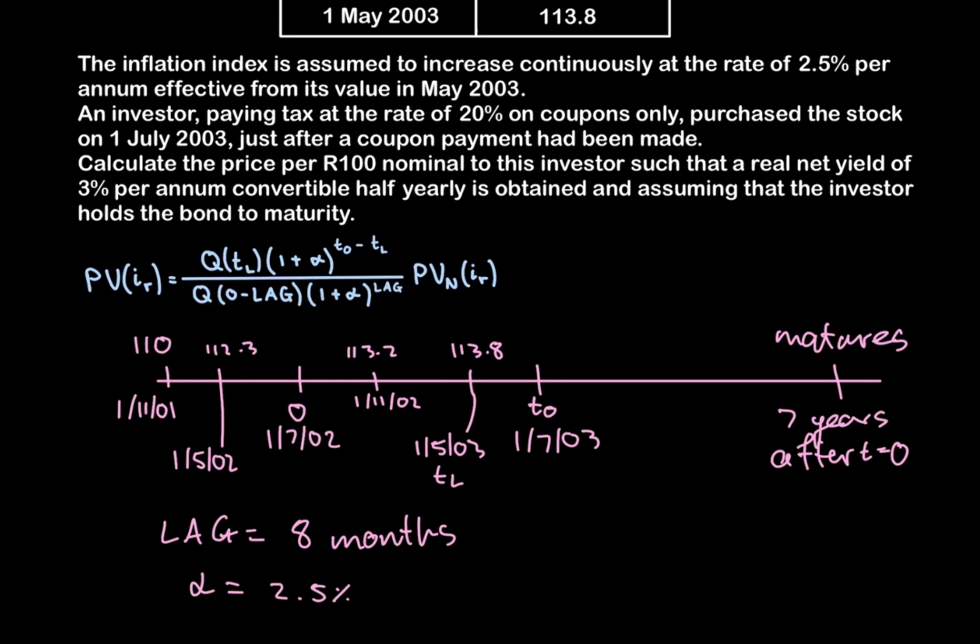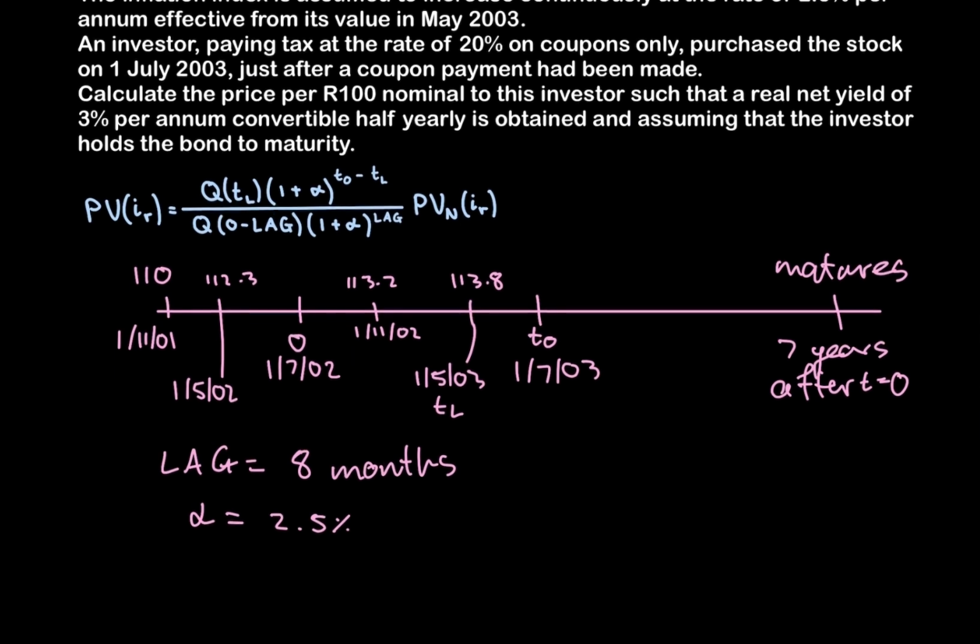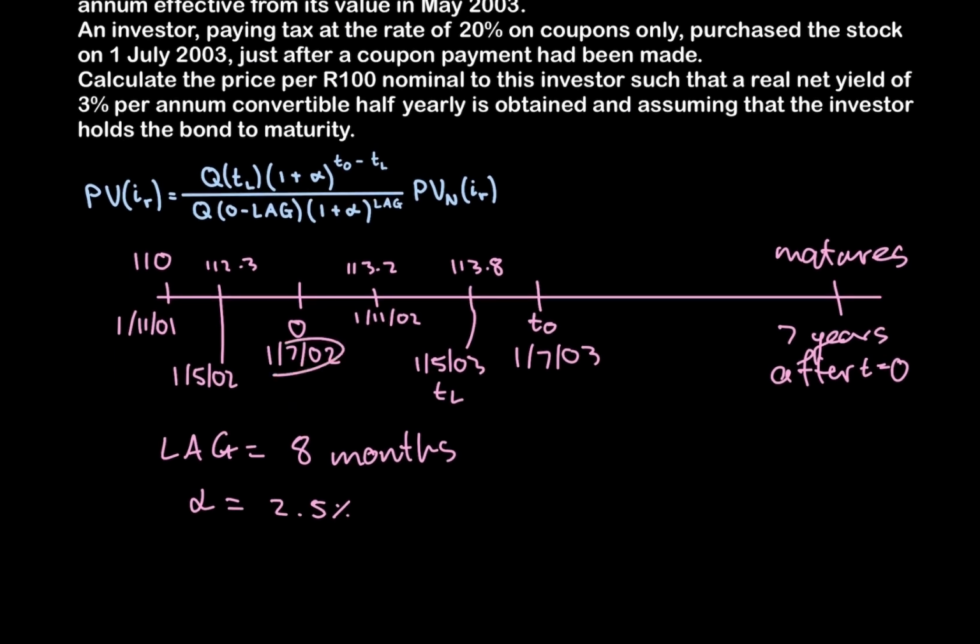Okay, so what is Q of naught minus lag? Well, Q of naught minus lag is the inflation index 8 months before issue date. So 8 months before 0. So what is 8 months before 0? That's 8 months before July, and if you work that out using your fingers or whatever method you want to do, writing out January, February, March, whatever on your page and counting along like a frog leaping along, you would get to the 1st of November 2001. Okay, so Q of naught minus lag then is equal to 110, the RPI 8 months before issue date.